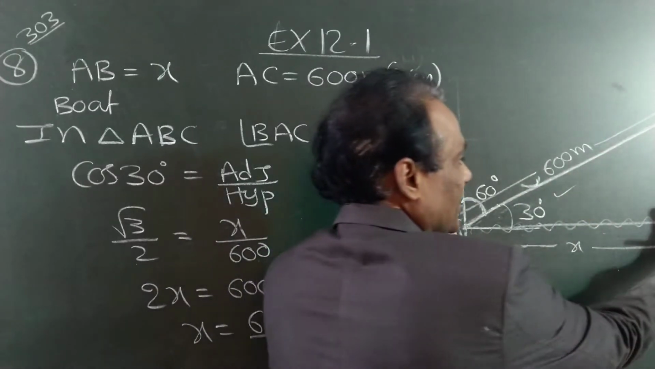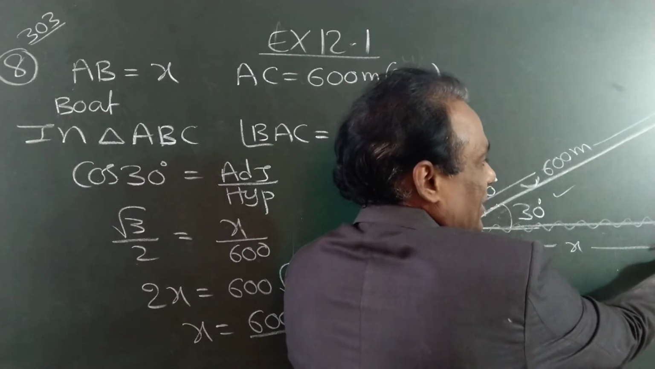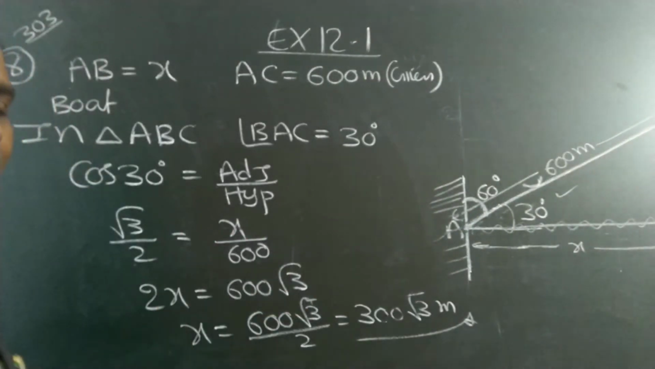What is the width of the river? What is the distance from one end of the river to the opposite end? What is this x value we have to find? Over. Complete it and read the next question.